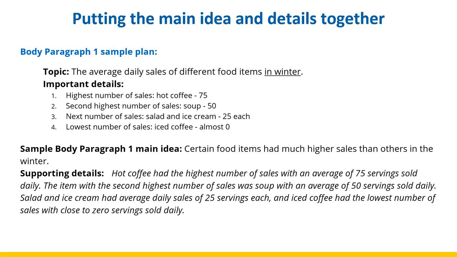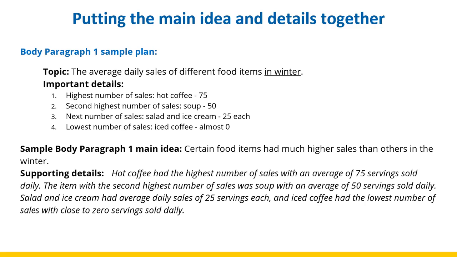Important details that I had were the highest number of sales, which was hot coffee, 75. Second highest number of sales, soup, 50. Next number of sales, salad and ice cream, about 25 each. And the lowest number of sales, iced coffee, which was almost zero.